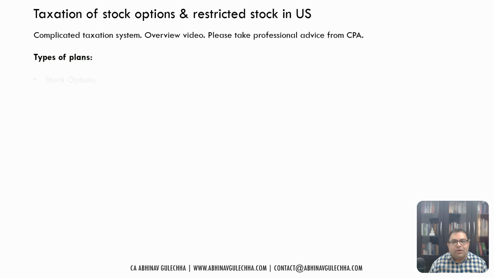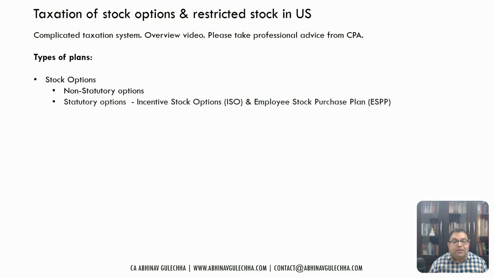So there are basically how many types of plans? Let us discuss. So one is the stock options that you have, right? The stock options that are given. Now, stock options are of two types. One is the non-statutory stock options, and second is the statutory stock options for tax purposes, right? The taxation is different, right?